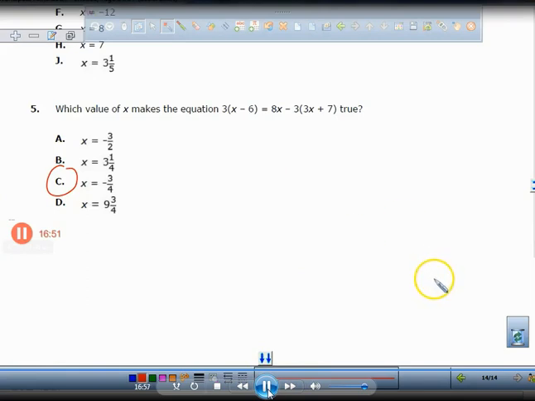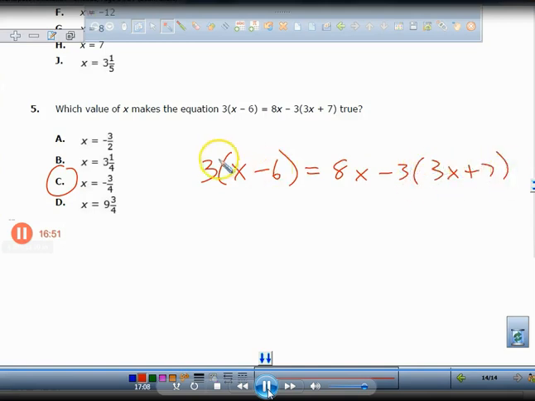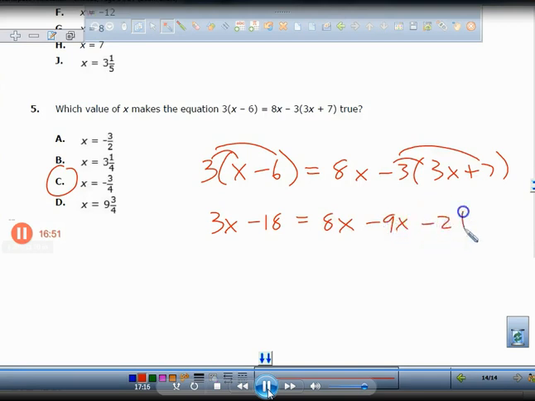Super fast. I'll try to explain the steps. 3 open parentheses x minus 6 equals 8x minus 3 open parentheses 3x plus 7. First thing we're going to do is distribute. 3 times x is 3x. 3 times negative 6 is negative 18, equals 8x minus 3 times x is 9x, minus 21.